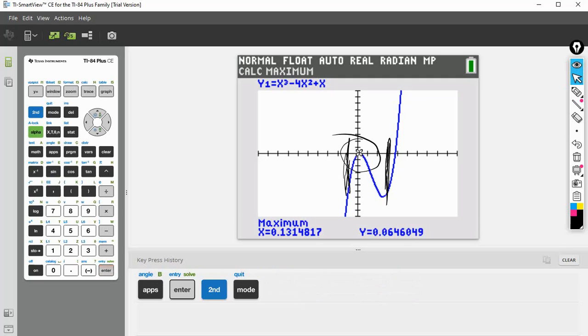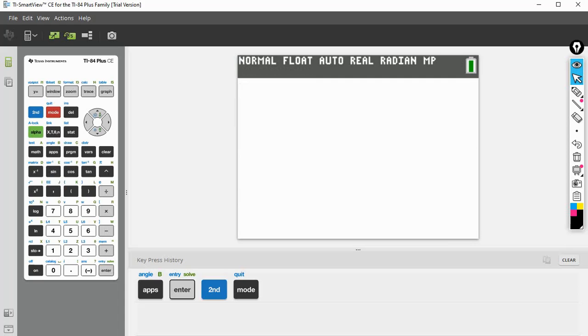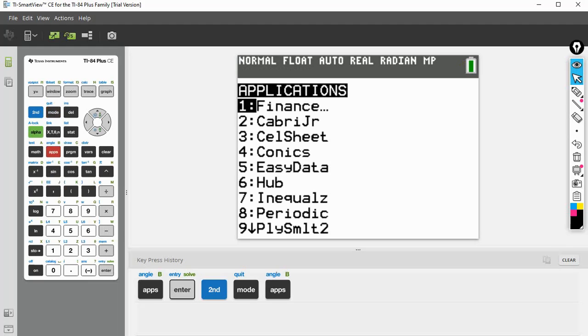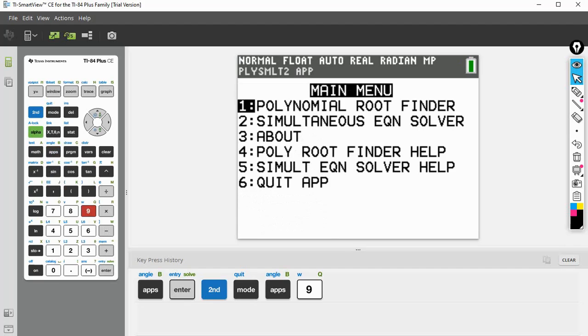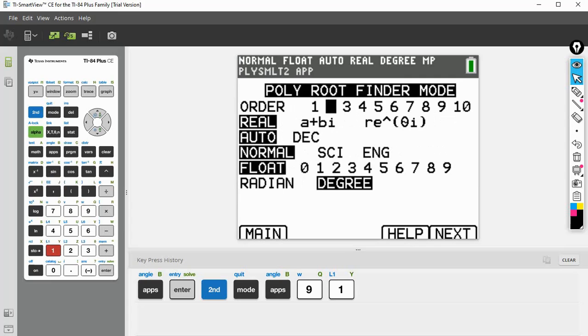and the maximum displacement will be of a mere 0.0646. Okay, so I'm going to show you the second method of solving this problem, and it is using the app called Polynomial Simultaneous Solver, which is app number 9 under the apps button. So hit number 9, and you want to use number 1 because it's the polynomial root finder. So let's do number 1 and order 2 because it's quadratic.